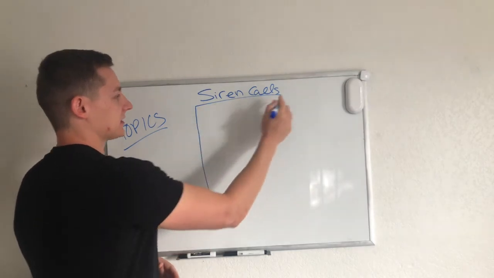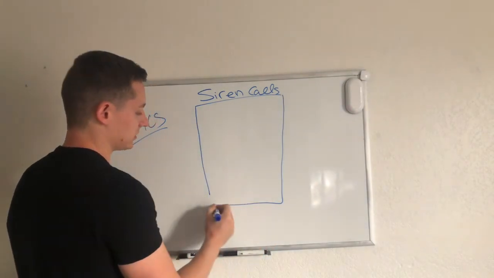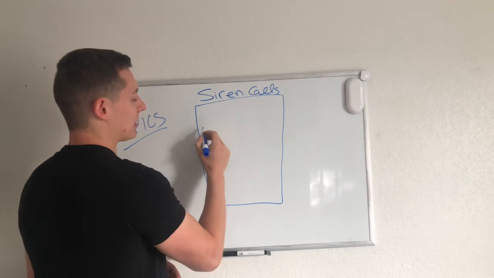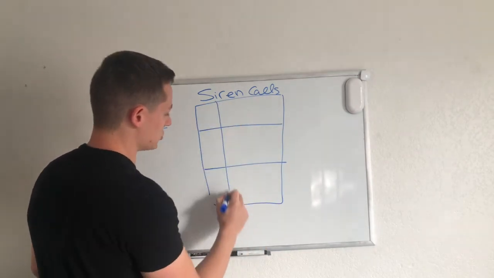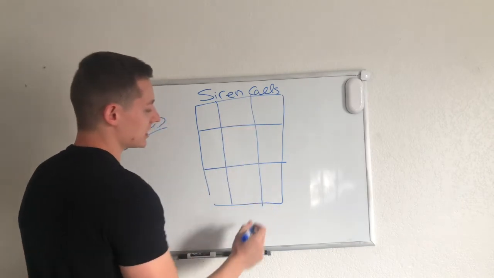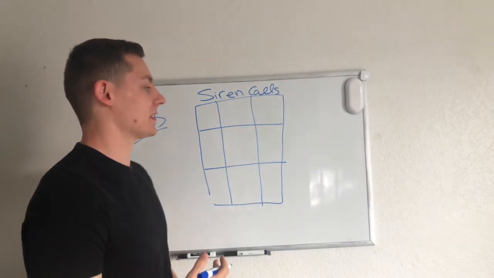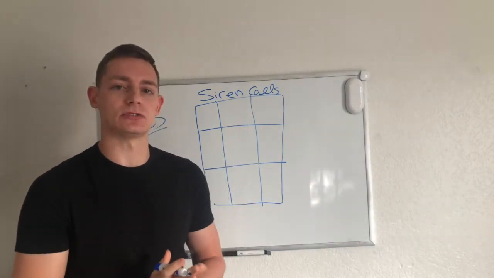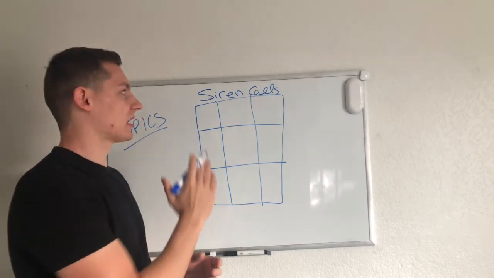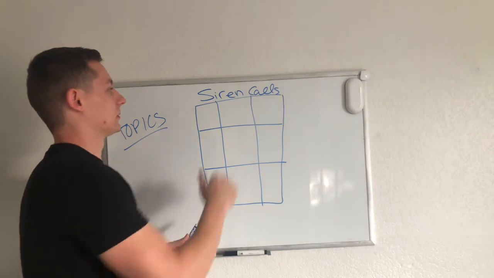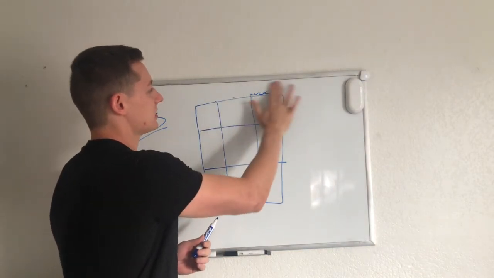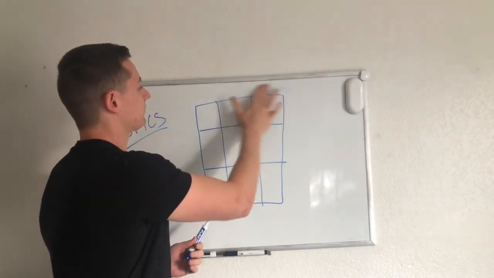So this actually creates a grid. I'm going to do 3x3 just to allow you guys to see it there, but you can do 5x5, even 8x8. That gives you plenty of content and ideas to go off of, okay? So your siren calls are at the top, and your topics are on the left. I'm going to go ahead and erase the siren calls and give you guys examples of what that is.